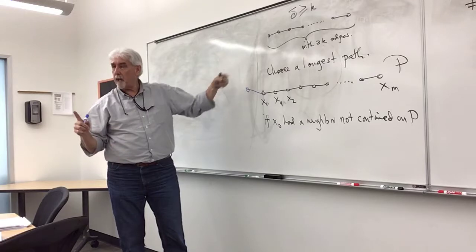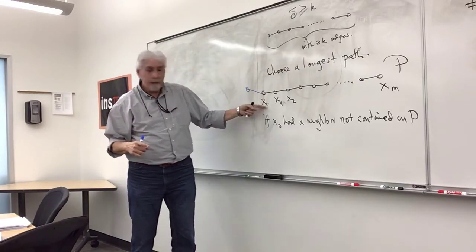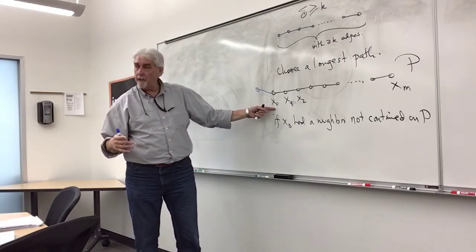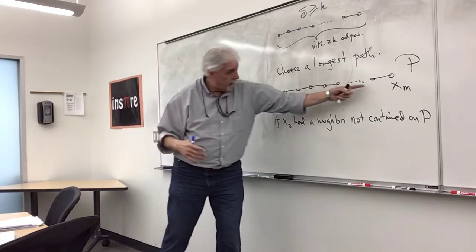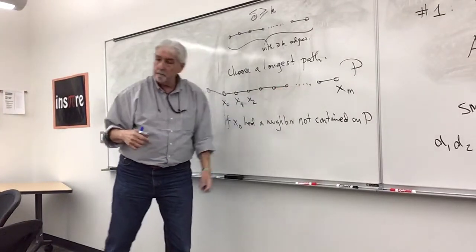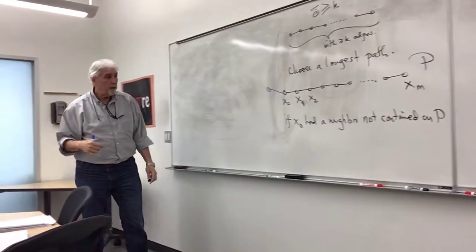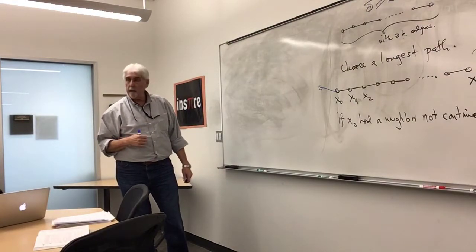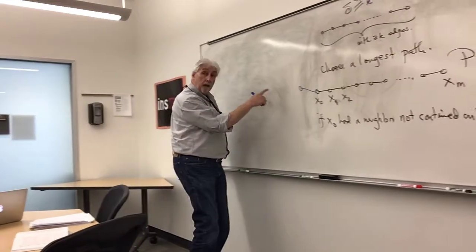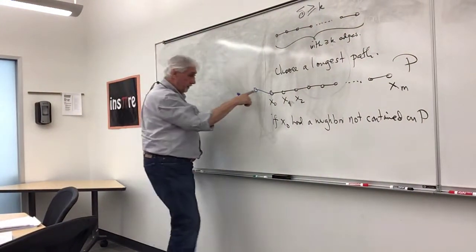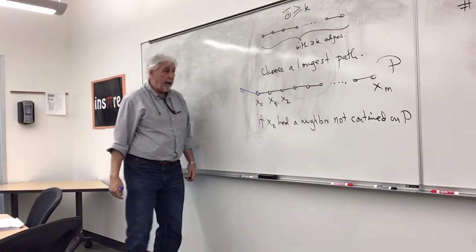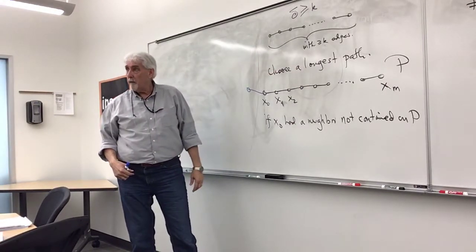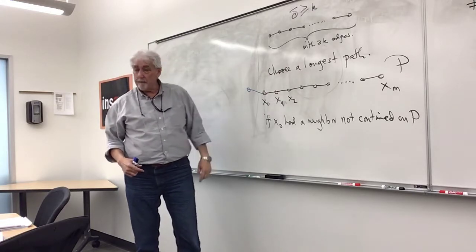One more time. I'm going to look at the vertex x0. I got a path from x0, and I've got x0, x1, x2 up to xm. If x0 had a neighbor not on P, then I would have a longer path. Does everybody see where the longer path is? Here to there. That would be a path of length, in this case, m plus 1. Okay, but we know the longest path is length m.